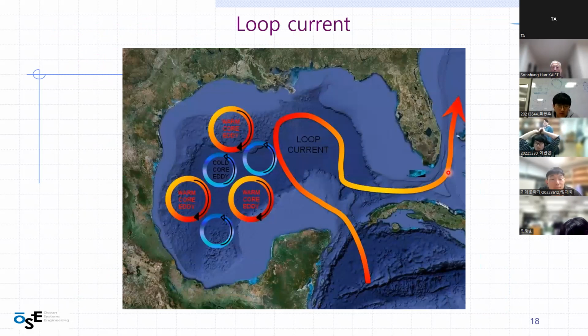The loop current is a warm ocean current that flows northward between Cuba and the Yucatan Peninsula, moves north into the Gulf of Mexico, loops east and south before exiting to the east through the Florida Straits and joining the Gulf Stream.